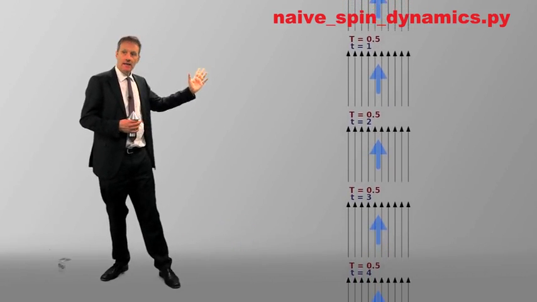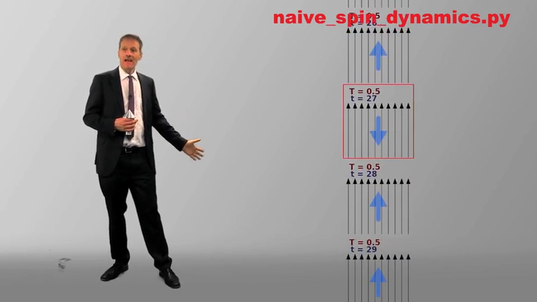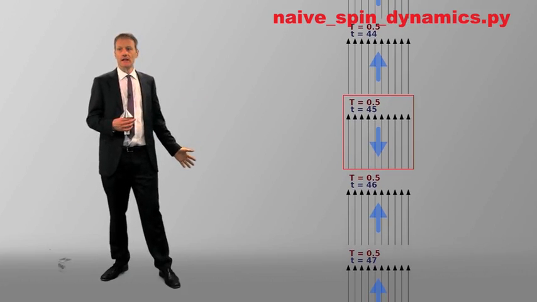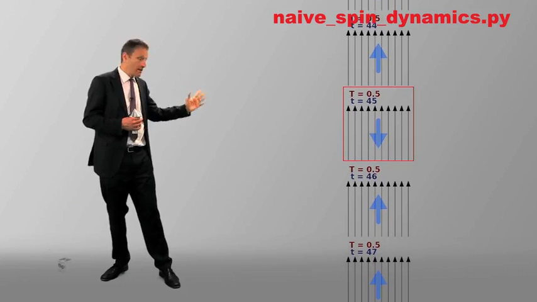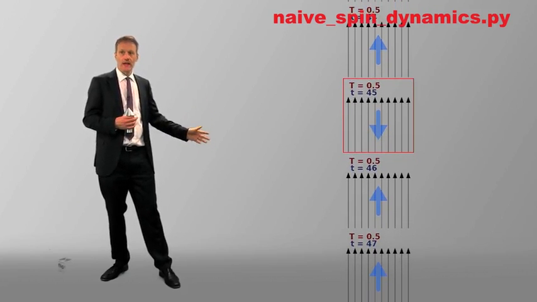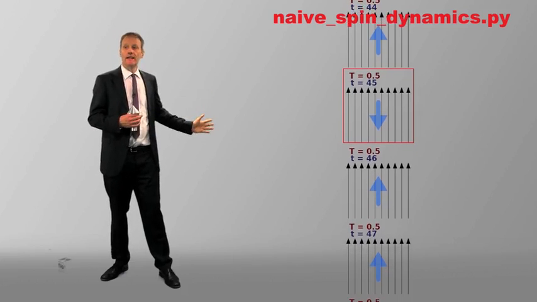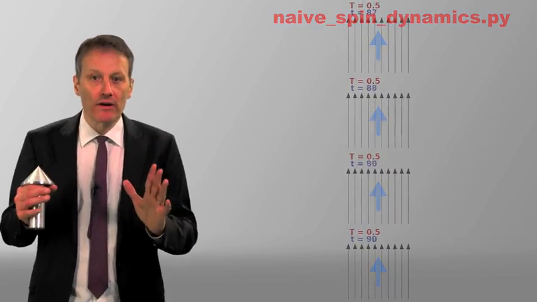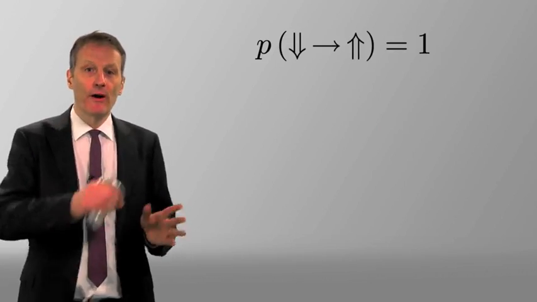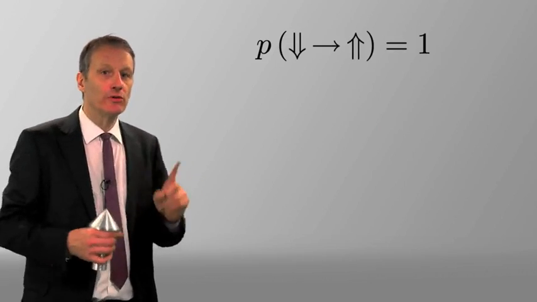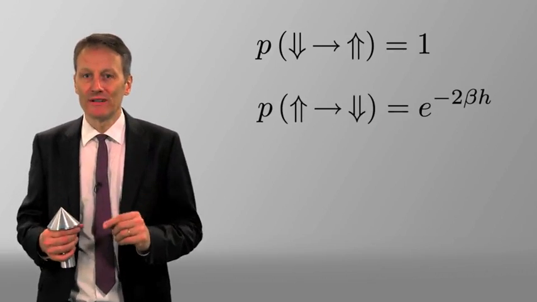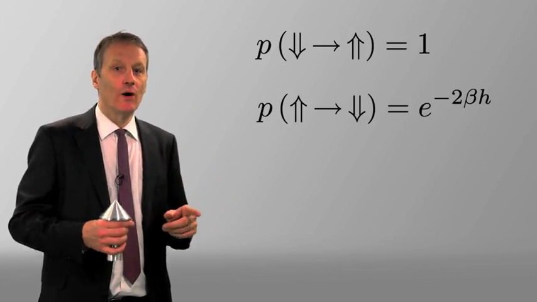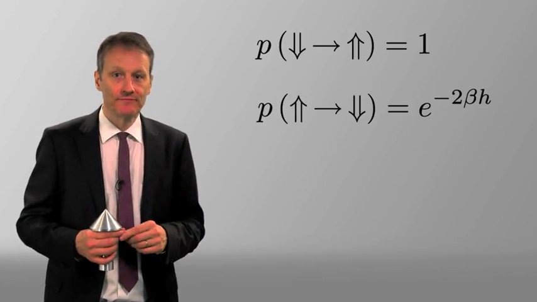And here is the dynamics of our system at very low temperature. Nothing going on, and just an occasional flip, and our computer heating up without any result. Now remember, the probability to flip from down to up is equal to 1. And the probability from up to down is equal to exponential of minus 2h.